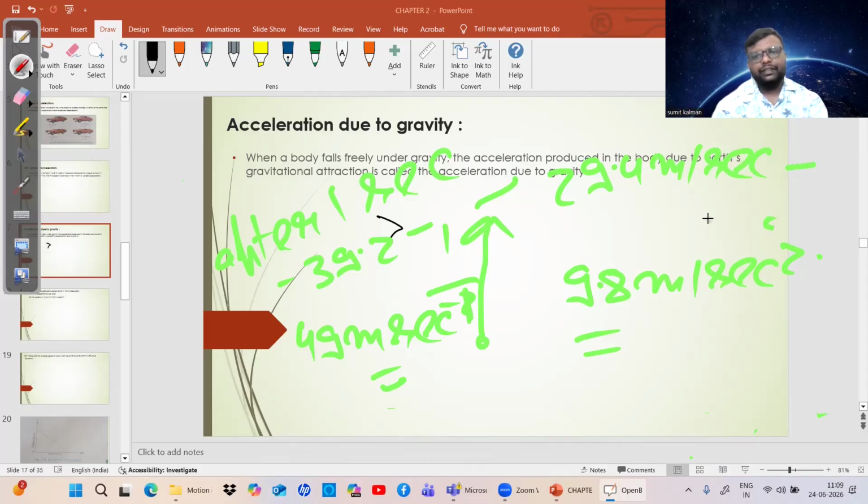I hope it is clear. Because, students, if a body is projected vertically upward, then what will happen? Its velocity will decrease at a rate of 9.8 meter per second. Is this clear? That's it. So this is all about acceleration due to gravity. Hope it is clear to you all.